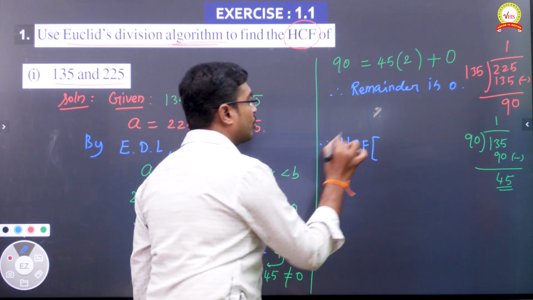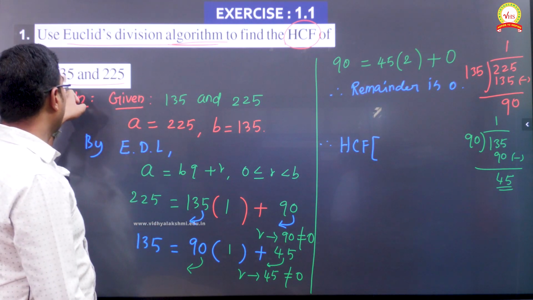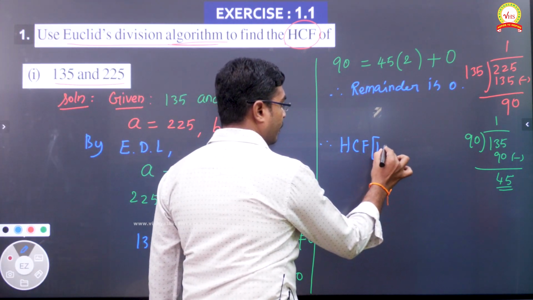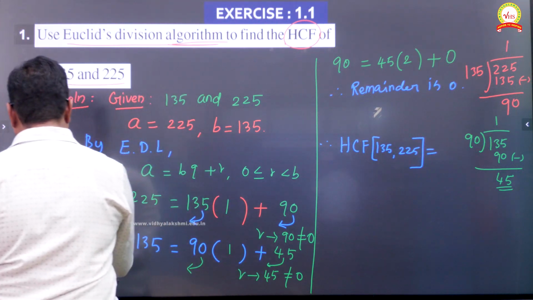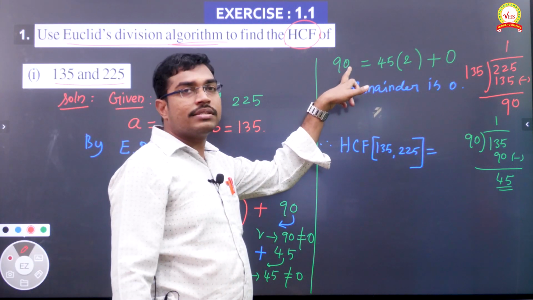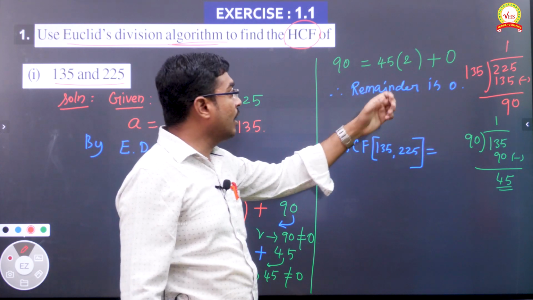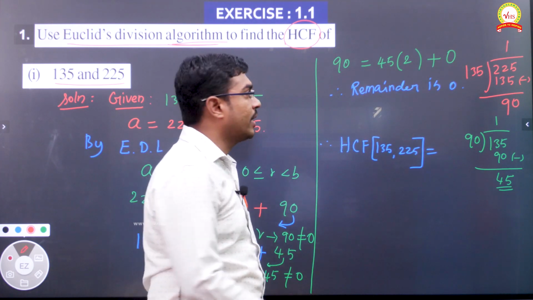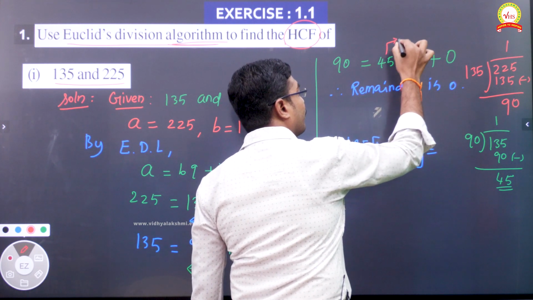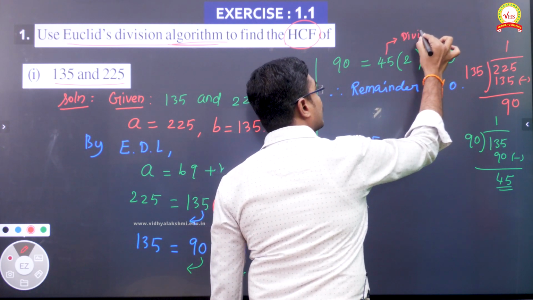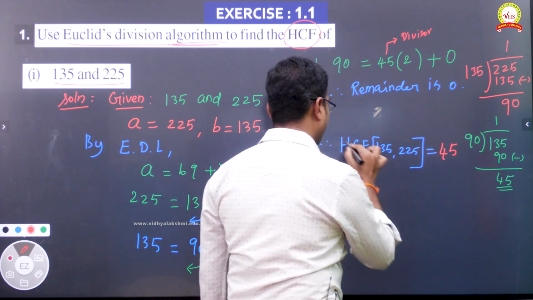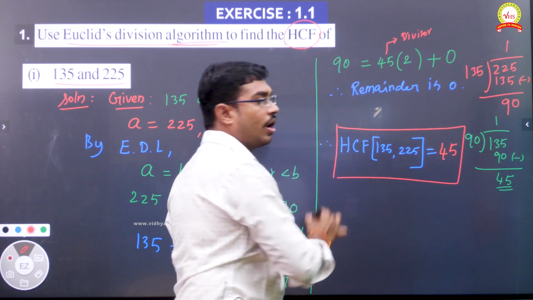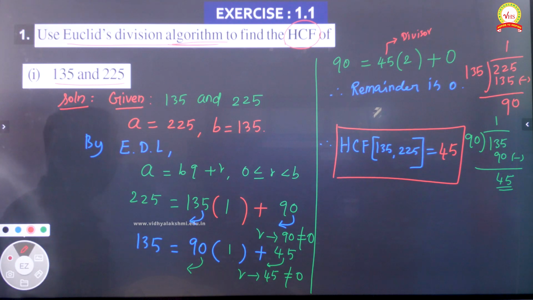Therefore, HCF of, so what are the given two numbers right here? 135 and 225, which is equal to, what is the answer we are getting? 90 is the dividend, 45 is the divisor, 2 is the quotient and 0 is the remainder. So what is the divisor here? The divisor is the HCF. So 45 is the answer. I hope you all have understood it. Okay. Next we are moving to the next sum.